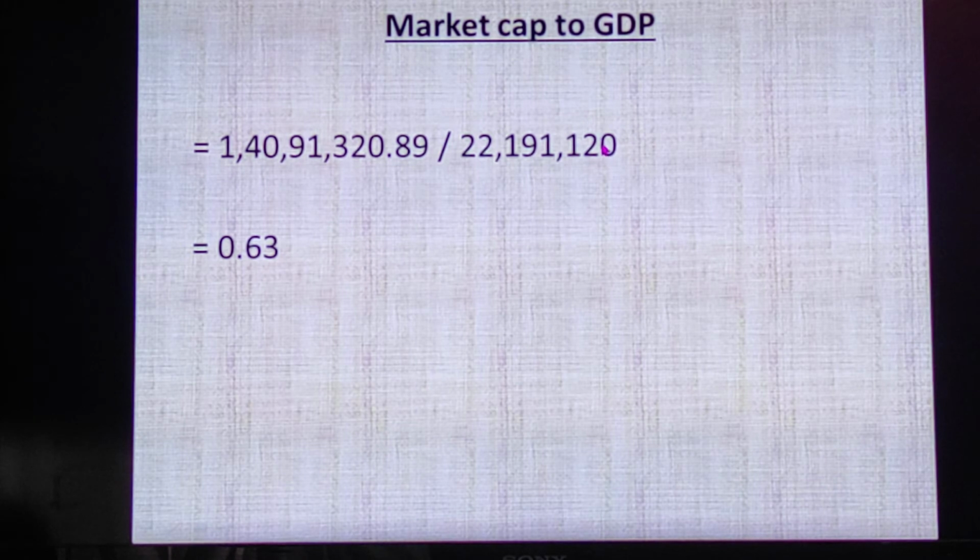To calculate the market cap to GDP ratio, we have to put market cap in the numerator and GDP in the denominator. And we have to make sure both the numerator and the denominator are in the same units, either in rupees crore or in trillion dollars. So if we do this calculation, the market cap to GDP as of today is 0.63.